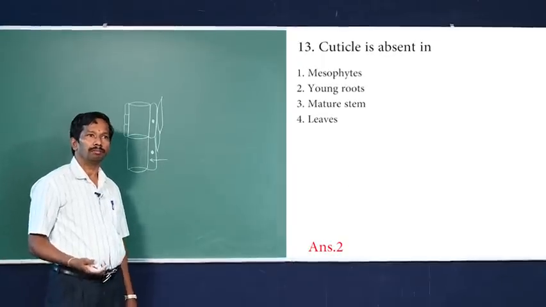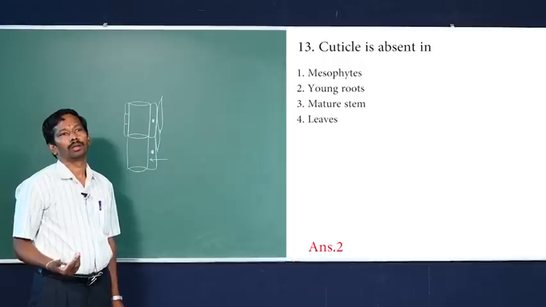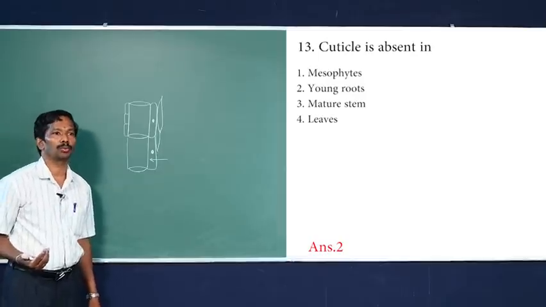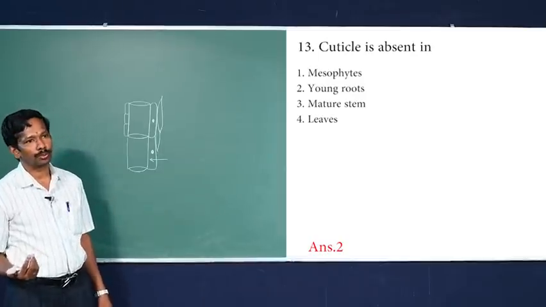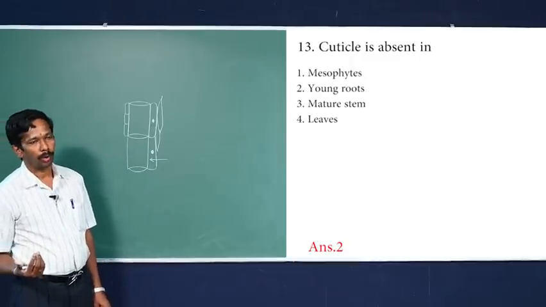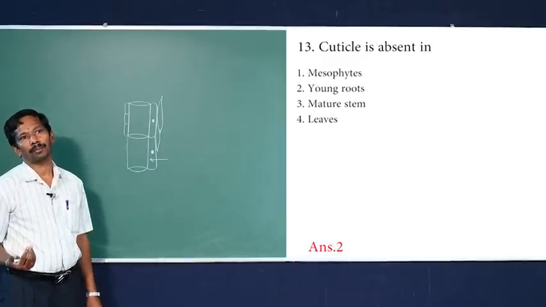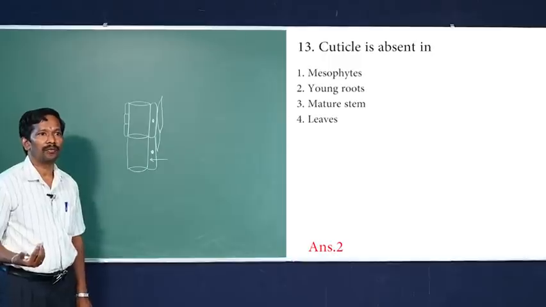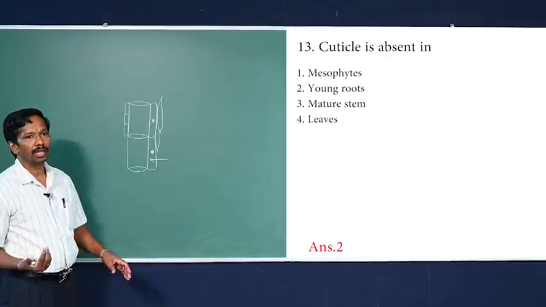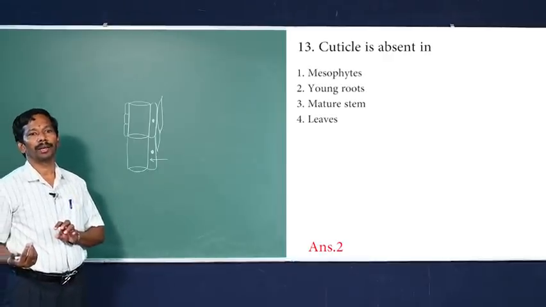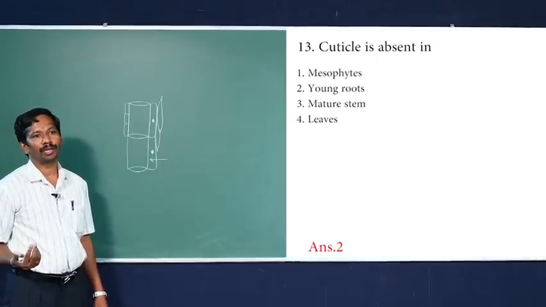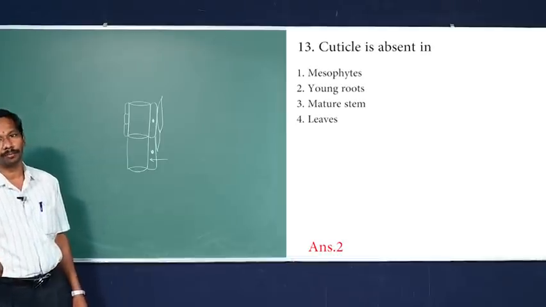Question number 13. Cuticle, a waxy covering present on the surface of the plant body. So the question is, cuticle is absent in first option mesophyte, second option young root, third option mature stem, and fourth option leaves. As it is a protective waxy covering, it is commonly present in above ground parts of the plant body. So it is present in mesophyte, in mature stem, and even in leaves, compared to the root system, because in the root system the presence of cuticle may not help in absorption of water. As it would prevent absorption of water, cuticle is absent. So the answer is 2 for question number 13.